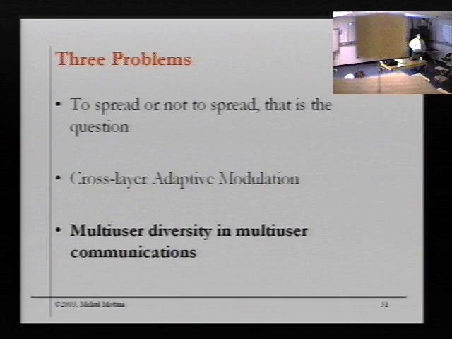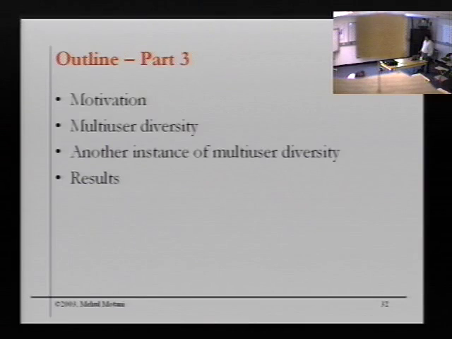Okay, good. So this is actually kind of a logistical thing. I have slides. I'll skip a bunch of slides if people know what multi-user diversity is. There's no point in saying the same thing to people who already know. So this is what I'm asking.